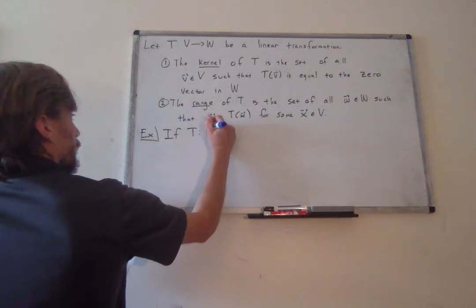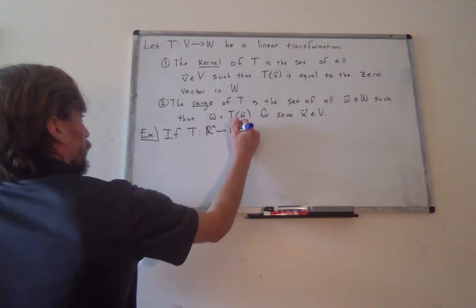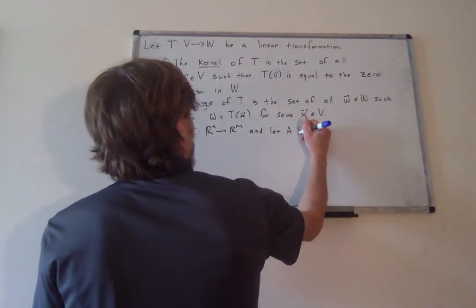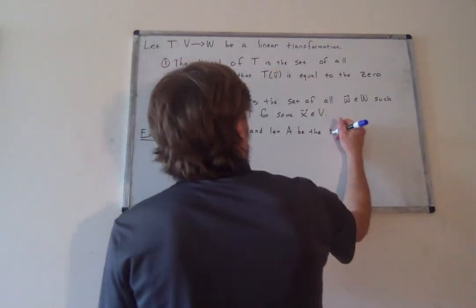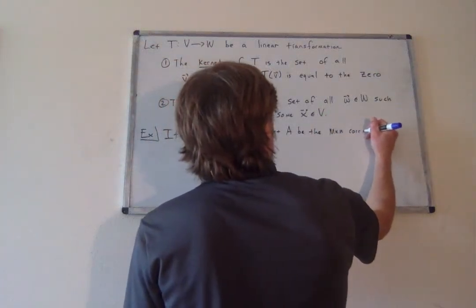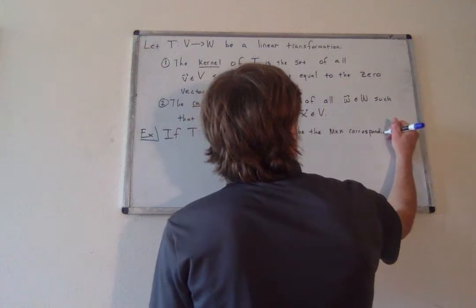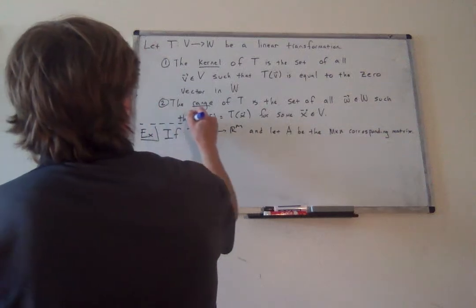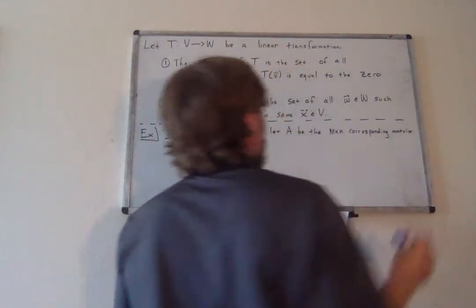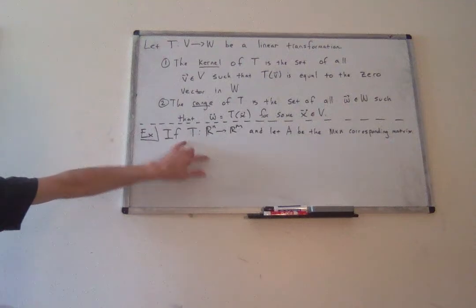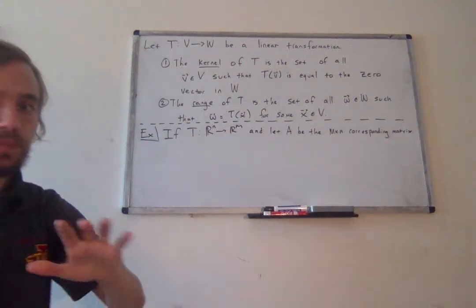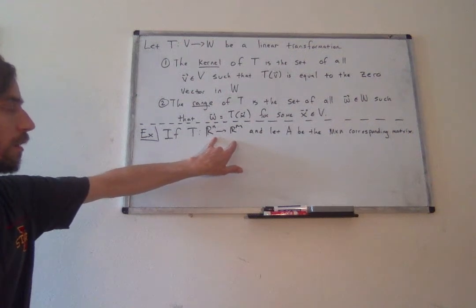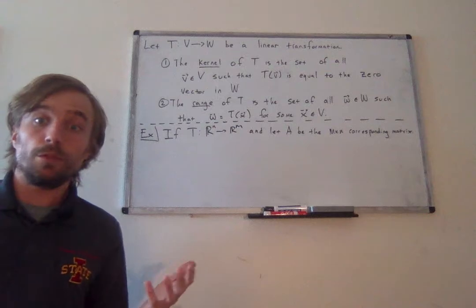Let's say we had a map from Rn to Rm, and let A be the m by n corresponding matrix. So if we go back to thinking about linear transformations for one second in the way we had been thinking about them, right? Up top here, we are thinking about them more abstractly. Here, we're going back to the types of linear transformations we'd seen before.